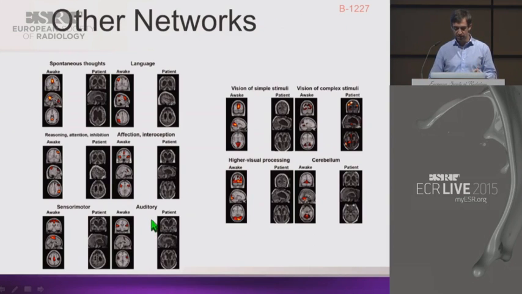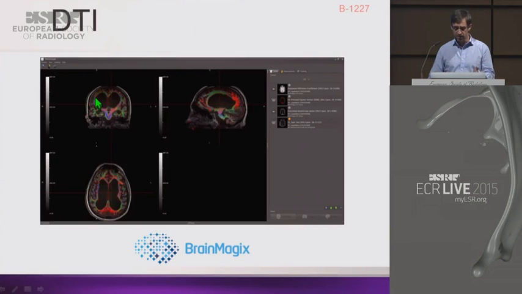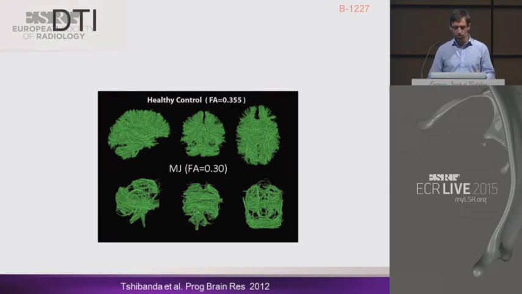And when we get patients and scan them, we try to scan several networks with resting state fMRI and compare them with healthy volunteers. DTI: we see here a color map in our software BrainMagix, where you can see that the white matter architecture is severely modified in this patient, some kind of hydrocephalus, some kind of neurodegeneration. We can also try to quantify the whole brain abnormality in fractional anisotropy and show this whole brain fiber tracking and compare it to healthy volunteers.